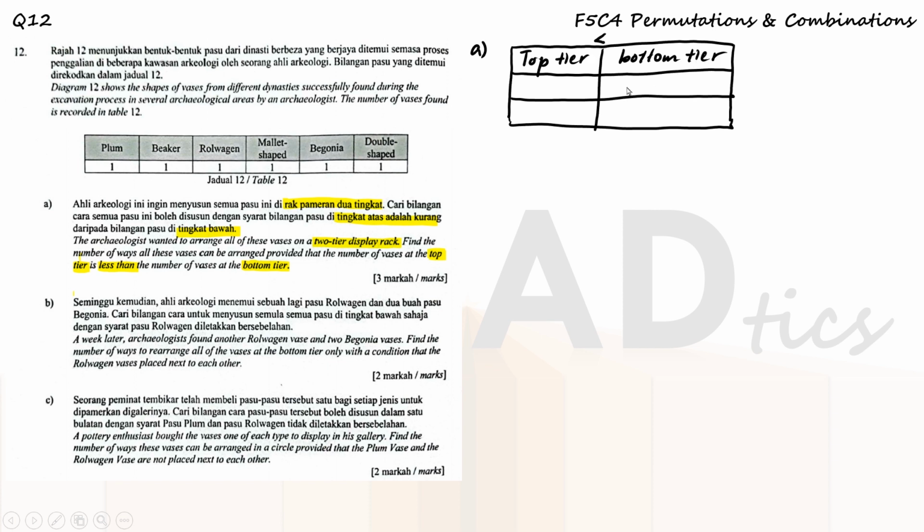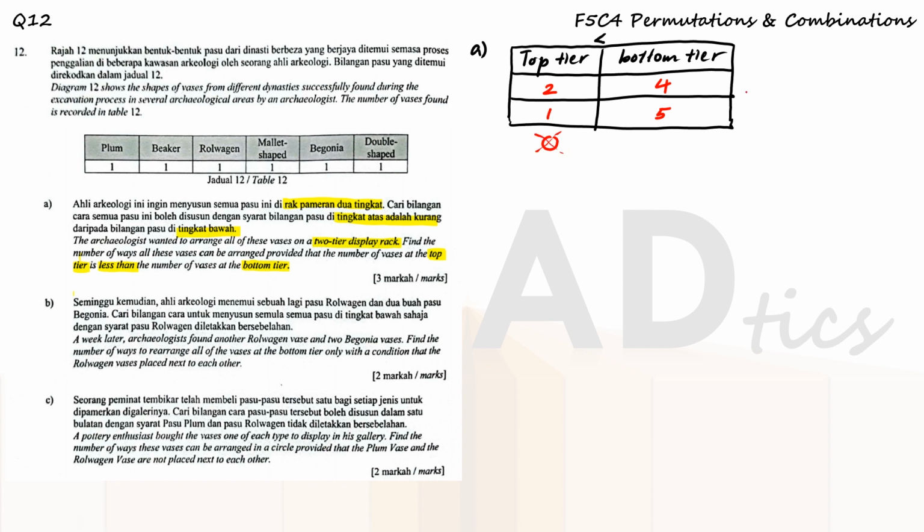So top tier must be less than bottom tier. It couldn't be 3 and 3, so let's start from 2. If the top tier has 2, this means 4 faces will be at the bottom tier. Or we take another face from the top tier, let's say now it's 1, so the bottom tier would be 5. But I cannot consider a possibility where the top is 0, because there's a condition that we need to arrange all these faces into a 2-tier display, which means top and bottom must both have a base. So we cannot consider this possibility.